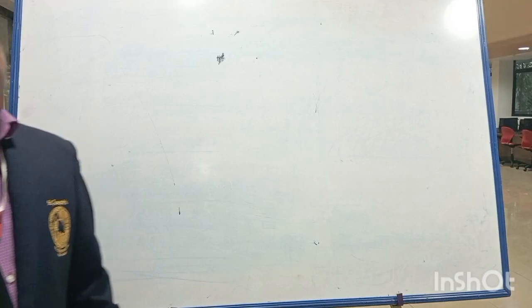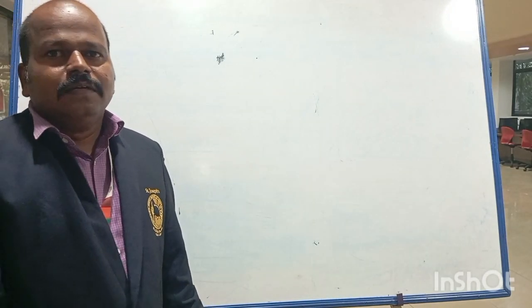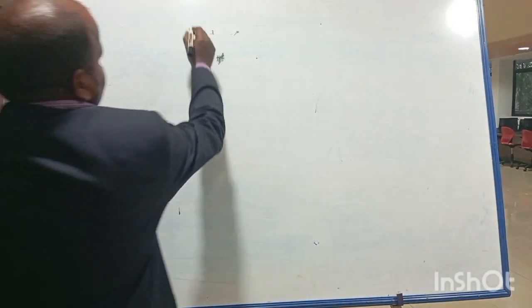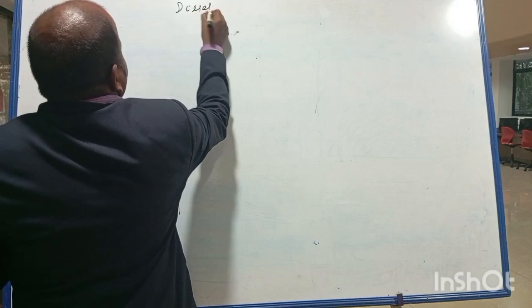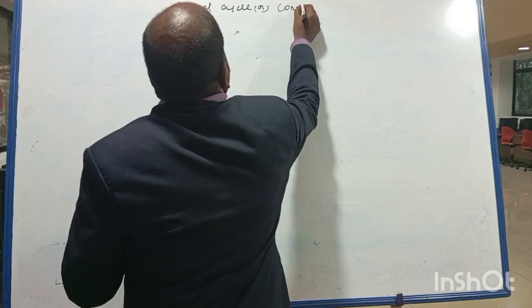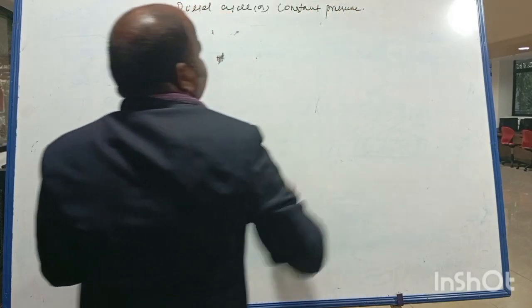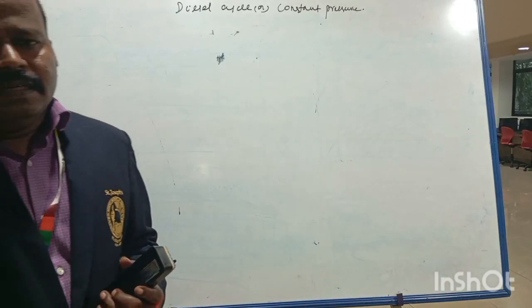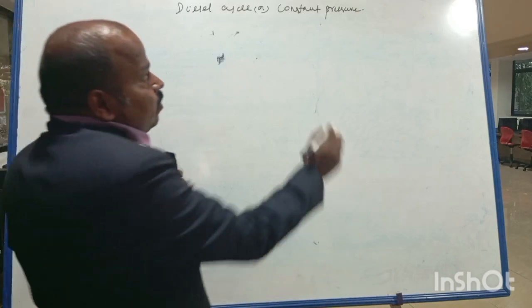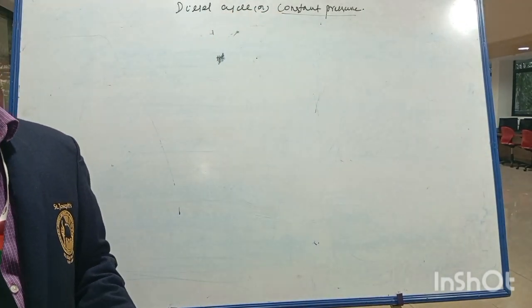Next, we are going to discuss the diesel cycle. We have already discussed the Otto cycle and derived a formula for thermal efficiency and mean effective pressure. Now we are going to discuss the diesel cycle, or we can call it a constant pressure cycle. Why can we call it a constant pressure cycle? Because the heat added during this process happens at constant pressure. That's why we call it a constant pressure cycle.